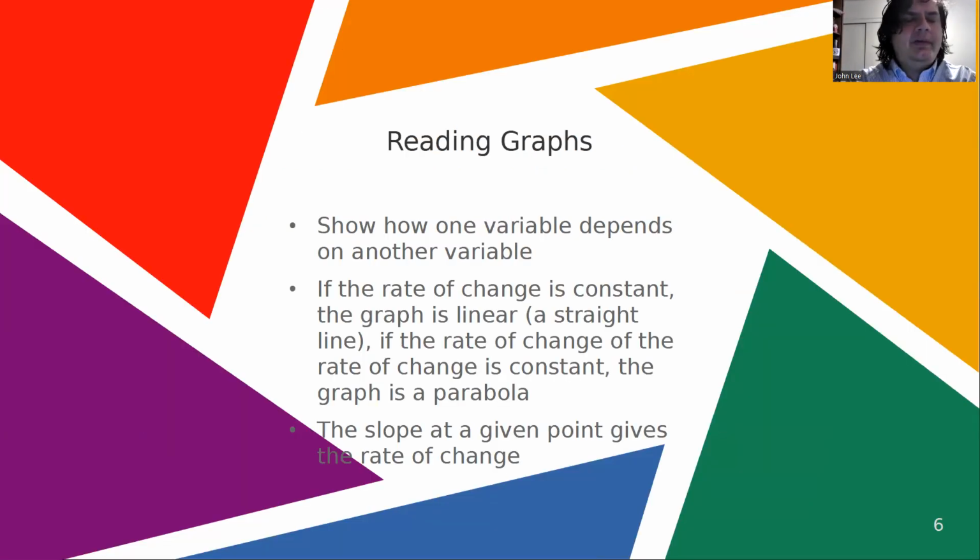I'm going to try to avoid using too much algebra because that's not a prerequisite here. I do have to use variables because we need to describe how one thing depends on another, but I'm not going to rearrange equations that much. I'm just going to leave it in terms of the variables that you're using. So what a graph does is show how one variable depends on another variable.